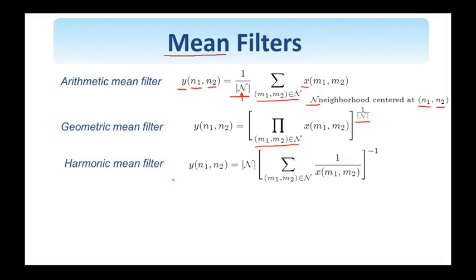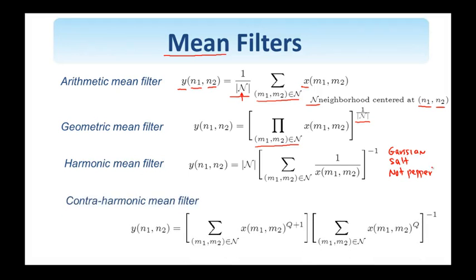The harmonic filter is shown here. This does well with Gaussian type of noise and also for salt type of noise, but not for pepper type of noise.